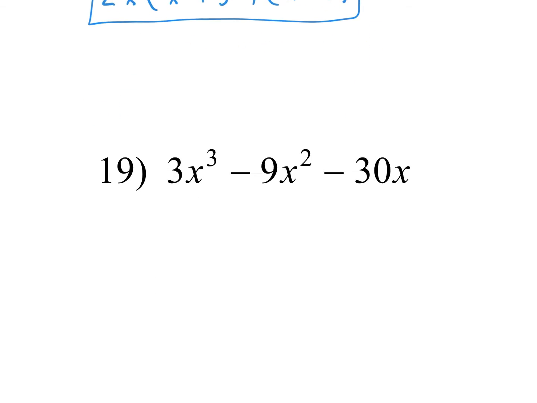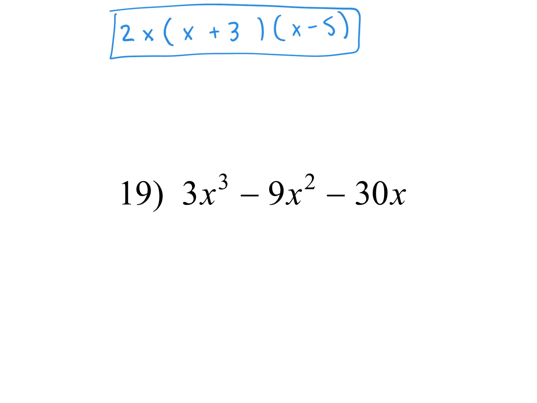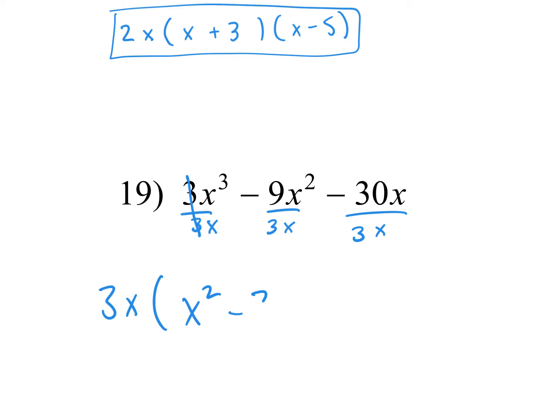All right, 19. What's my greatest common factor? 3. And do I have any x's in common? How many? I can take out 1x. So 3x is going on the outside. What's 3 divided by 3? 1. If I have 3 x's and take 1 away, how many x's do I have? 2, so x squared. What's negative 9 divided by 3? Negative 3. And then if I have 2 x's and take 1 away, I have 1x.